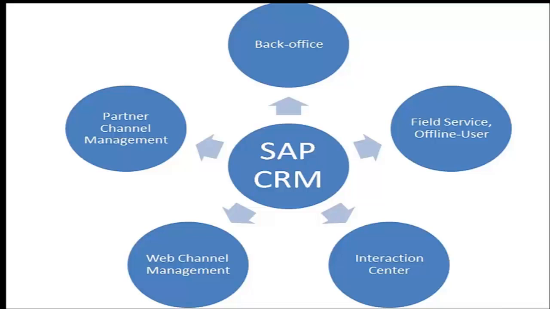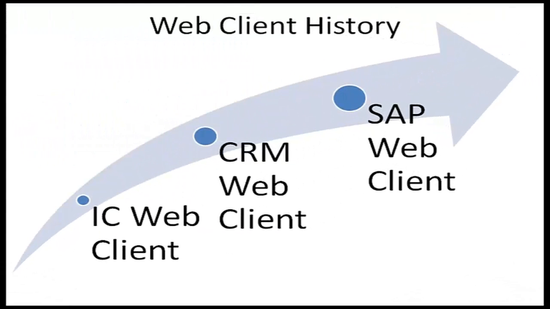Then we have the interaction center, which is the channel based on web UI, which we are going to look at through our course. We also have a channel called partner channel, which is a combination of web channel and web UI. This is a kind of channel where a few functionalities are implemented in web UI and a few are implemented in web channel. So in this training we are going to cover the interaction center web client application.